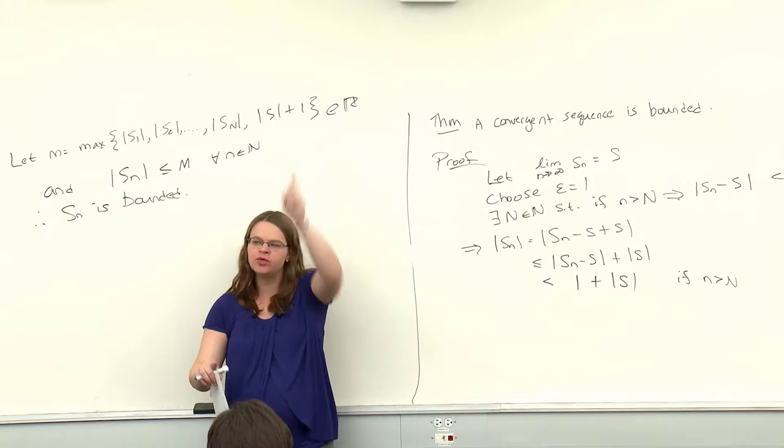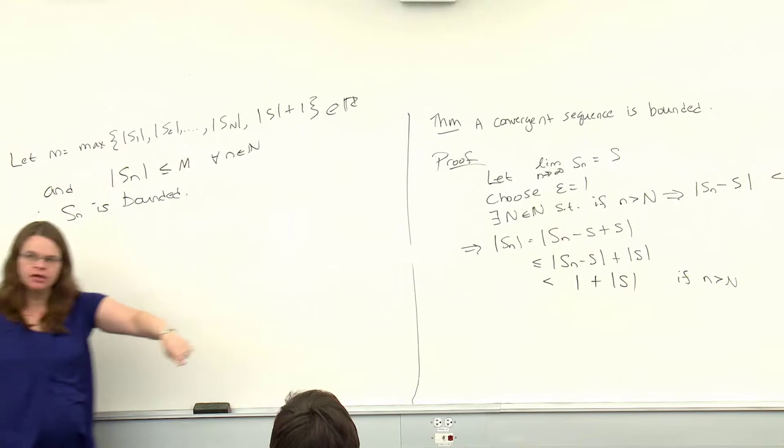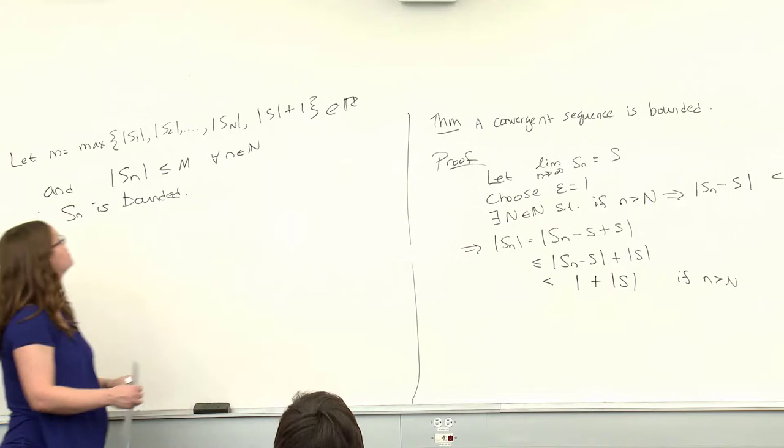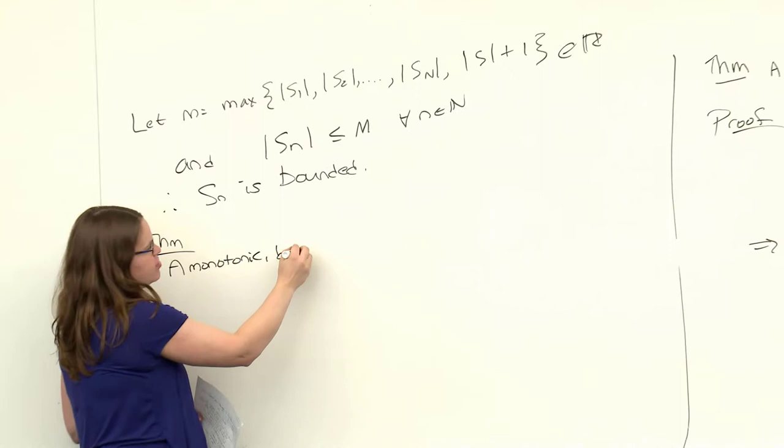But there's a special exception to this rule: if you happen to have a sequence that's monotonic. If you have a sequence that's always going up and it stays bounded, it converges. If it's always going down, but it stays bounded, it's not allowed to drop down to minus infinity, it converges. So this is a special exception to the rule. Okay, so a monotonic bounded sequence converges.